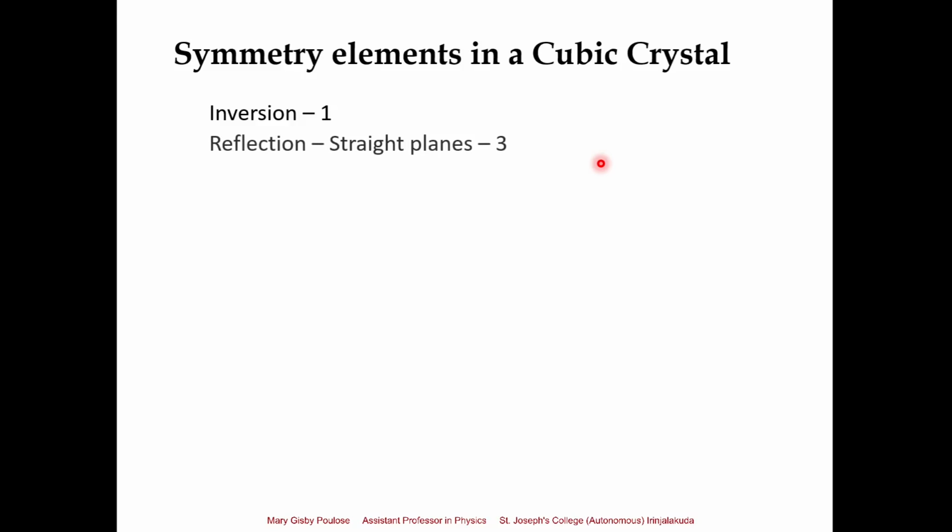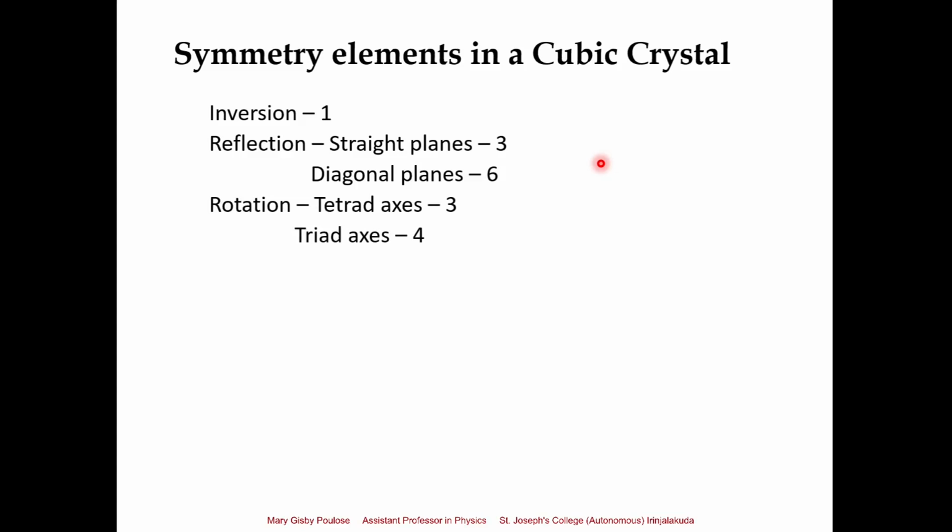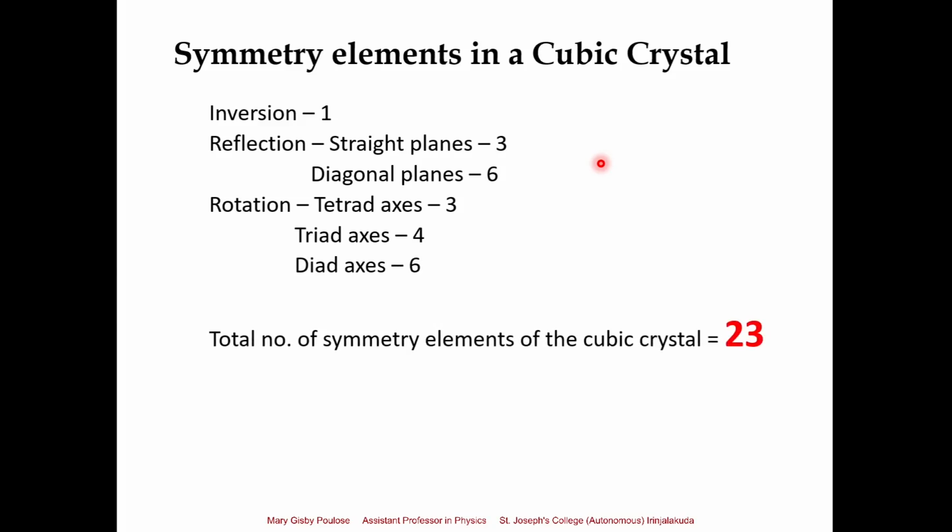So to summarize, we have one inversion symmetry, then three parallel plane reflection planes, six diagonal planes, three tetrad axes, four triad axes, and six dyad axes in a cubic crystal. So totally we have 23 symmetry elements in a cubic crystal.